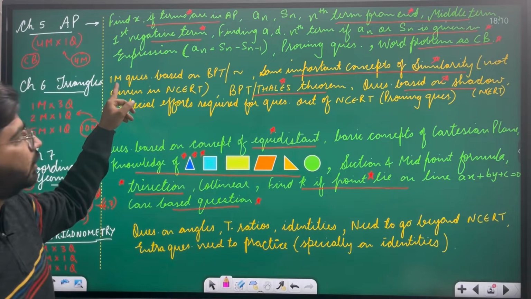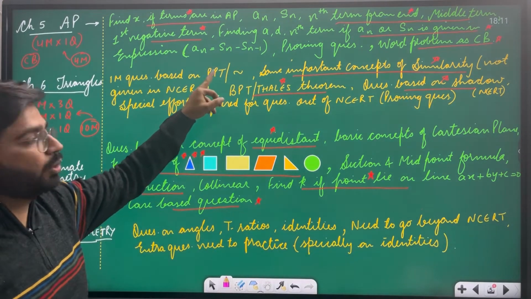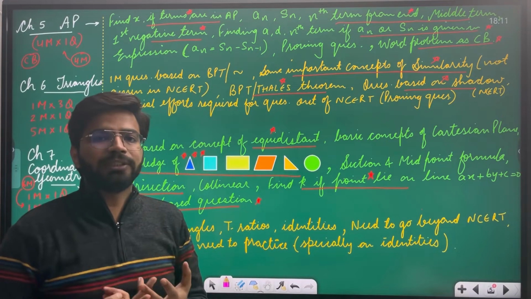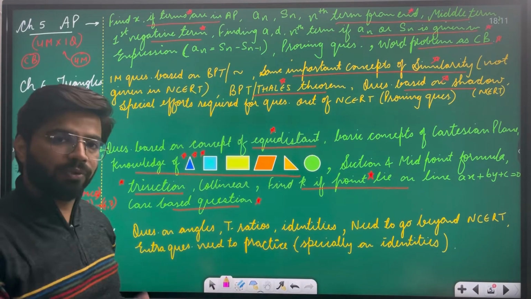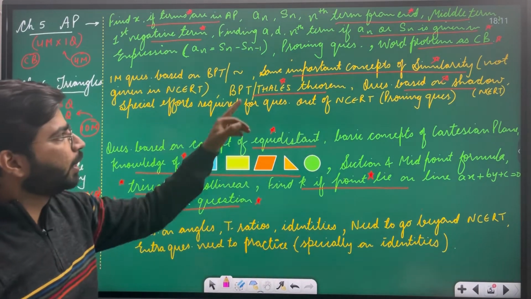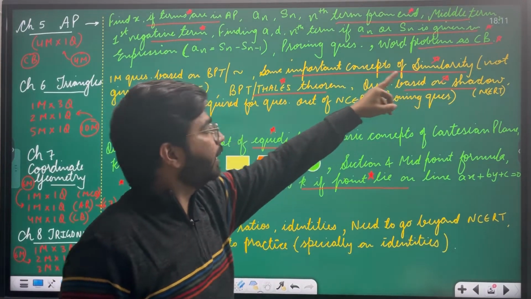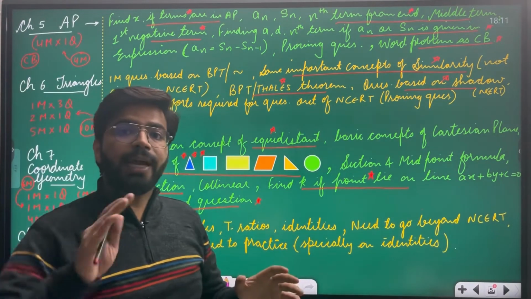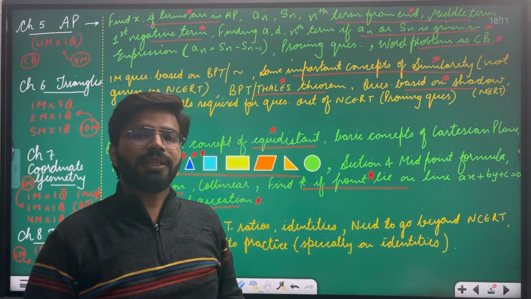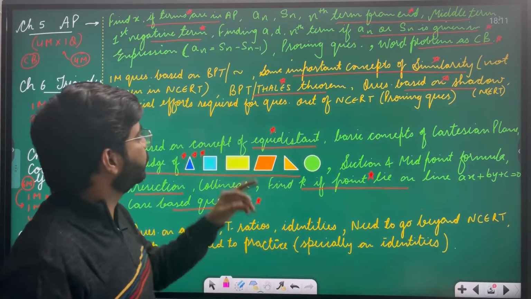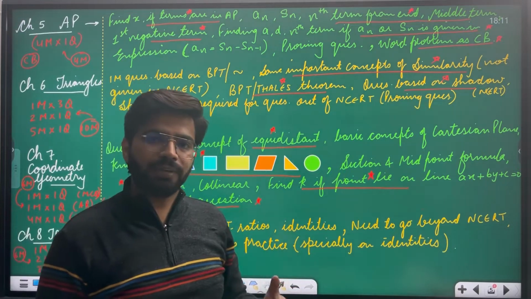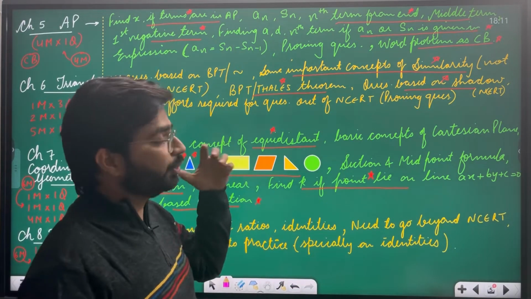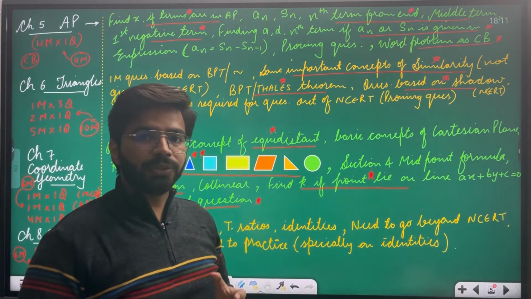So 1 mark question based on BPT or similarity, as we have only 2 concepts, but these both topics are important for 1 mark. You should know both of them. Some important concepts of similarity not given in NCERT, that is also important. We will discuss in our upcoming videos, as I have promised you. Then BPT, Thales theorem is important, even in CBSE sample paper it is given, and we do not have much theorems this year, so they are limited theorems.